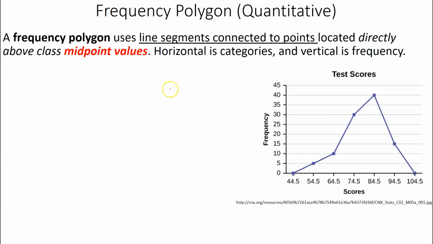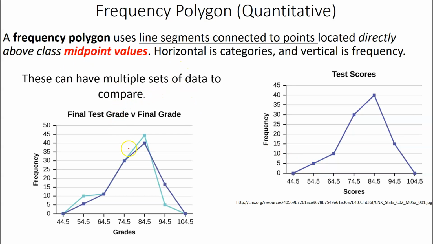Then we have what's called a frequency polygon. So we did a frequency distribution, and so this would then just be a line graph connected. You could probably just get away with just the dots as well. Whether you've got them connected or not isn't necessarily important, but usually it is a line segment connecting the points that are located directly above the midpoint values. This is quantitative, and so we would have values in there.